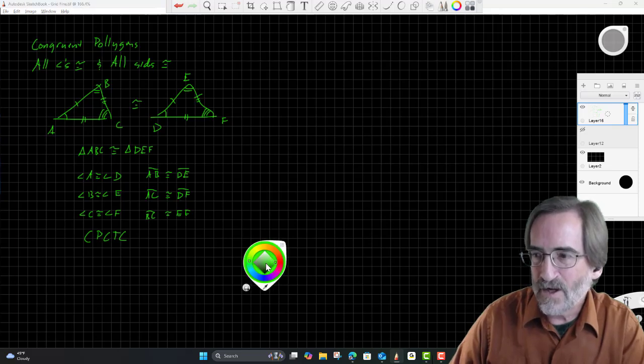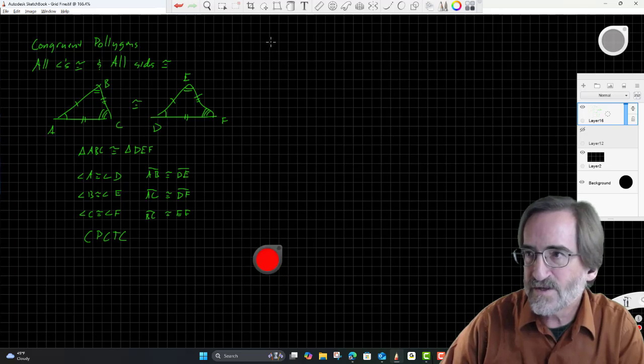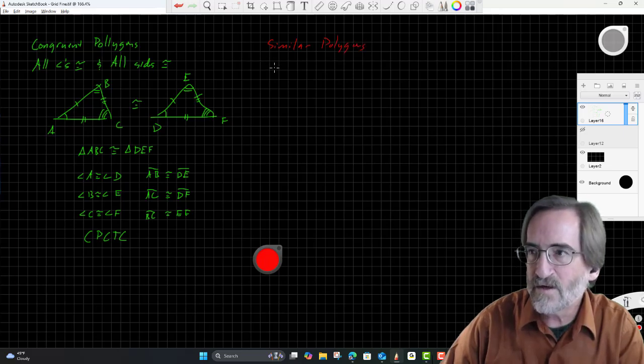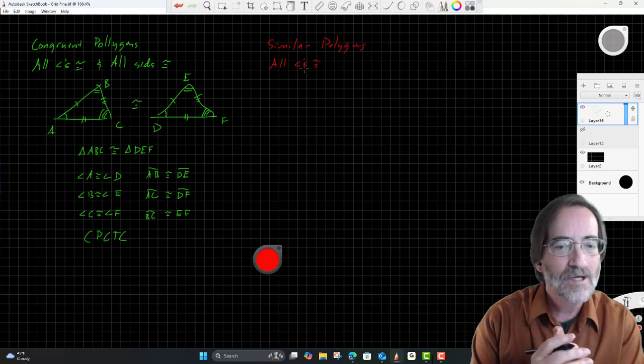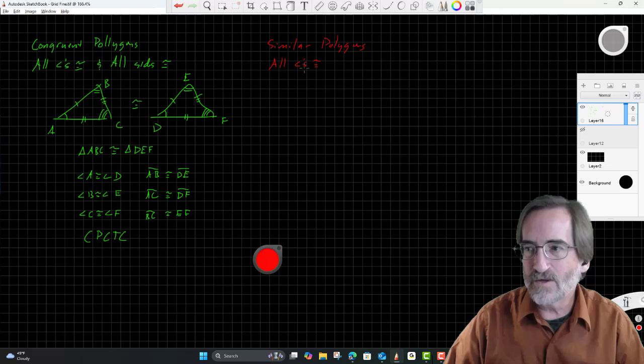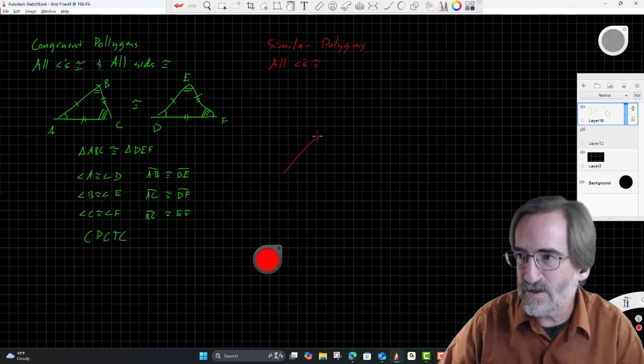For similar triangles, the definition is a little bit different. Similar polygons. The requirements here are all angles are congruent, so that hasn't changed. If I grow or shrink a polygon, the size of the angles does not change.